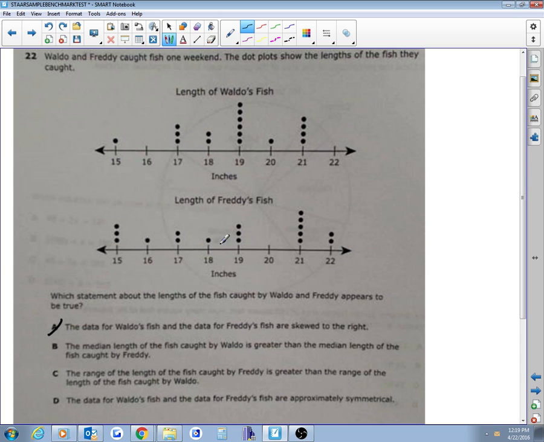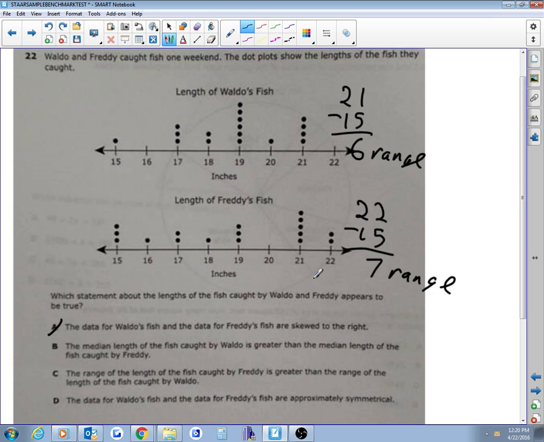So the range for Waldo would be 21 minus 15, which would be 6. That's our range. Highest minus lowest. The range here is 22 minus 15, which is 7. That's our range. So the range caught by Freddie is greater than caught by Waldo. Yes, 7 is greater than 6. So the range is greater. And we saved ourselves having to do all this work because range is very easy to calculate, whereas median takes a little bit more time.